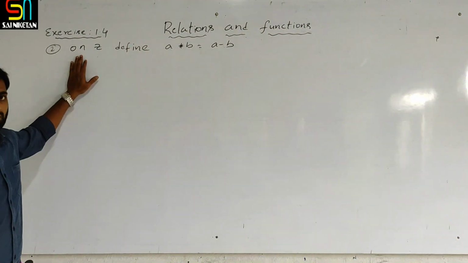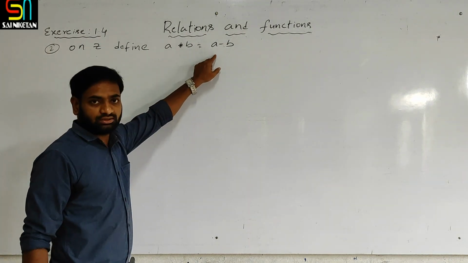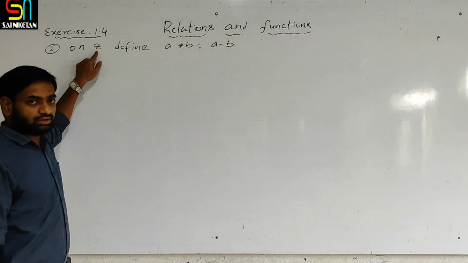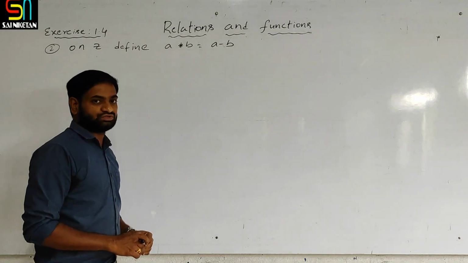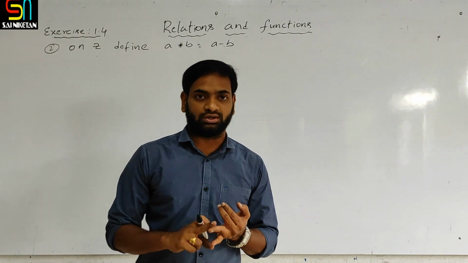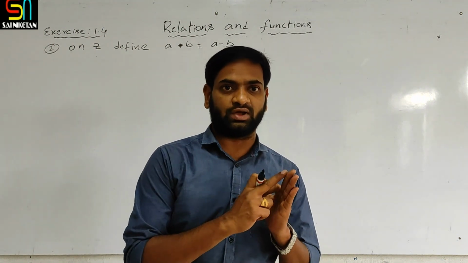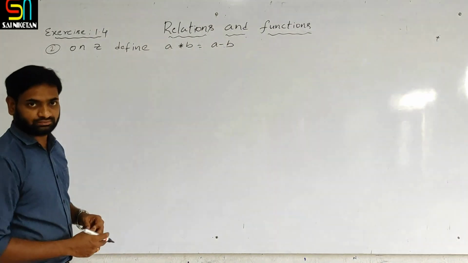Come to the next column. The operation is A star B defined as A minus B on integers. Now, this operation we have to check: is it a binary operation or not, is it commutative or not, and is it associative or not. Three points we have to discuss. First, I am checking whether it is a binary operation or not.